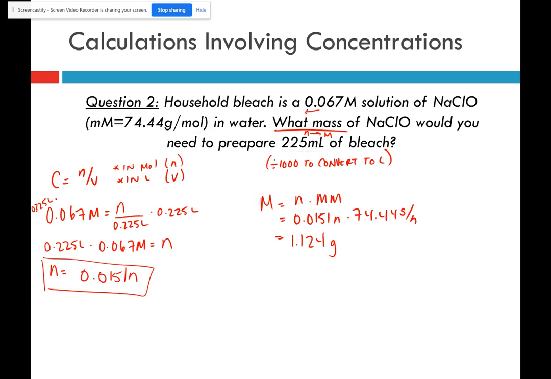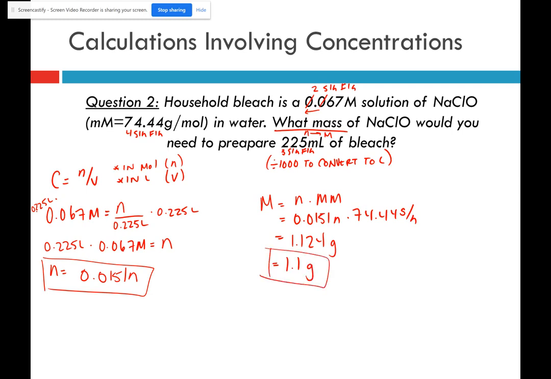Neither one of these zeros have a number to the left of it, so only the 6 and the 7 are significant. So this is 2 sig figs. Neither of these zeros are significant. This is 4 sig figs, because they're all non-zeros. And here I have 3 sig figs. So again, I'm going to report this question to 2 significant figures, which is going to give me 1.1 grams.